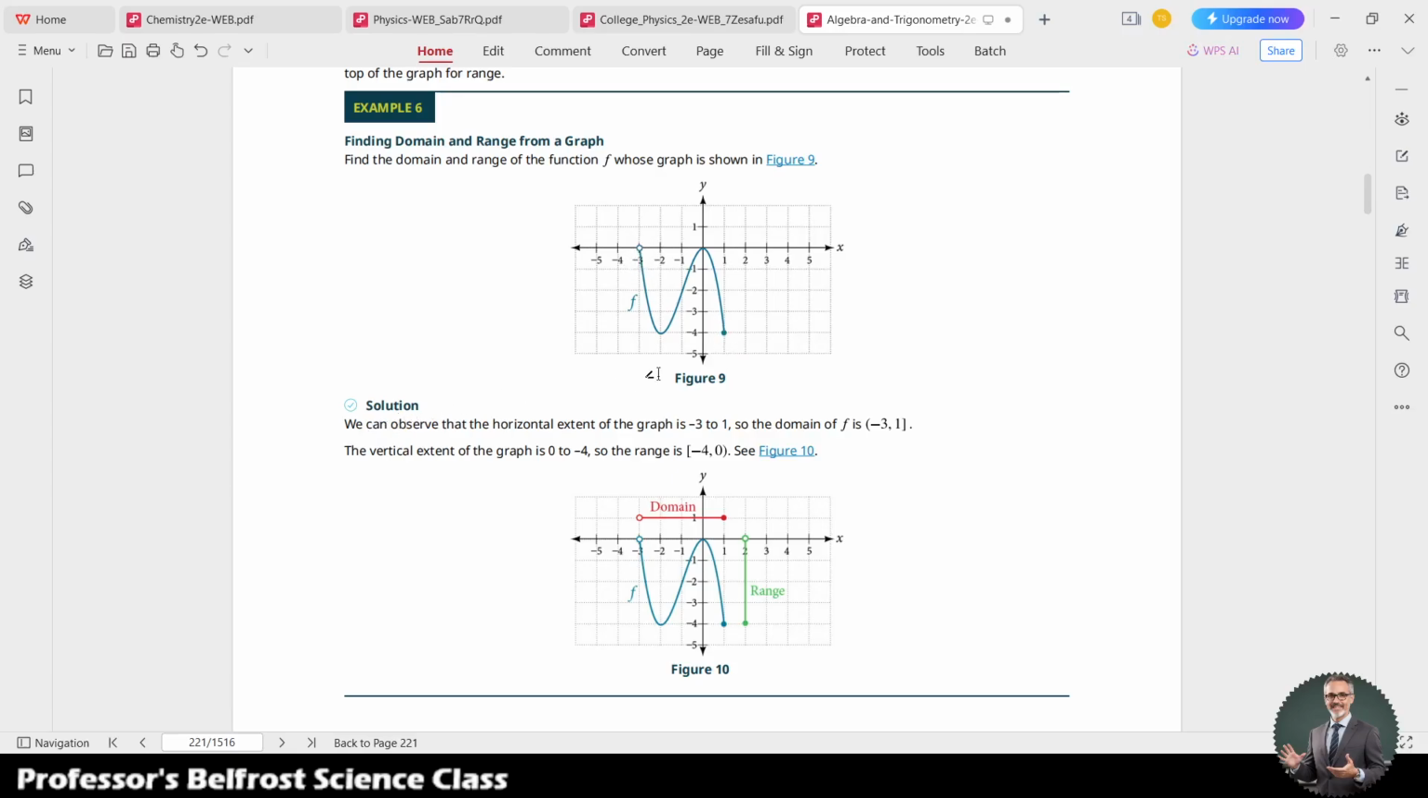We can observe that the horizontal extent is from -3 to 1, but you need to pay attention that this includes 1, but this doesn't include -3. So you see that we use parentheses here and a bracket here, so that's different. And the vertical extent of the graph is 0 to -4. See, the y is from 0 to -4. The minimum value is -4, so it is [-4, 0]. You understand it, right?